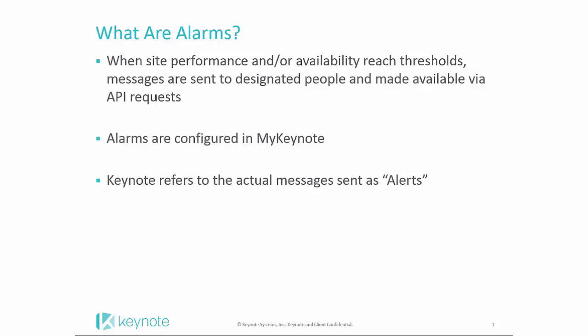You can configure alarms in Keynote to set specific thresholds for performance and/or availability that when those are reached, alarm messages go out to you and your team or can be retrieved via our API. All of your alarms are configured in the My Keynote portal, and we'll walk through that on the next video.